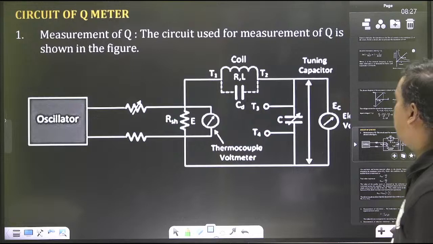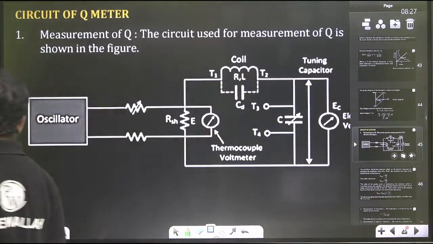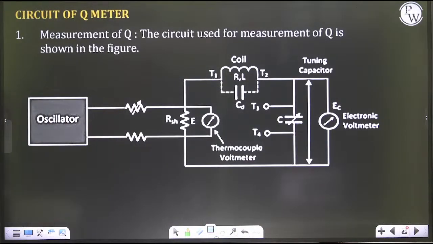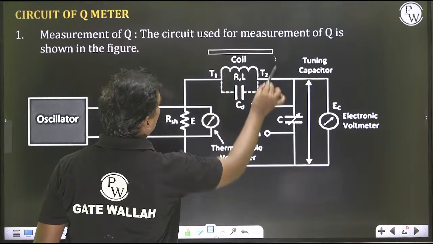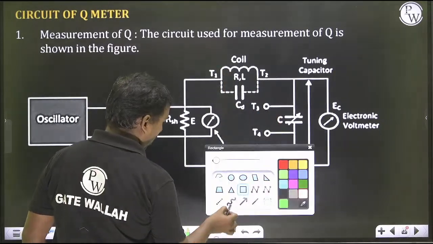So this is a Q meter, circuit of the Q meter. The Q meter is used to measure the coil's parameters. So these are the coil. You see, these are coil. So these are coil parameters.